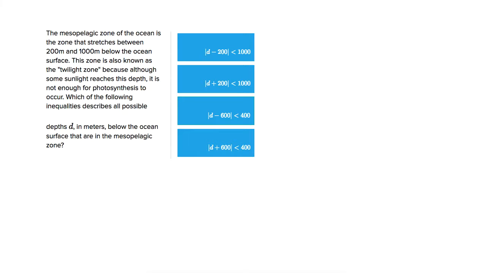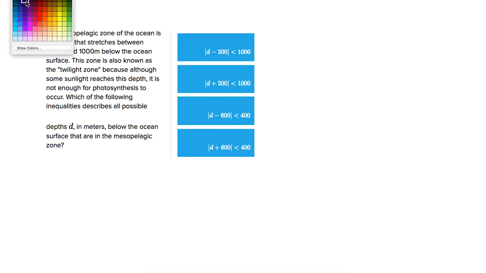Which of the following inequalities describes all possible depths d in meters below the ocean surface that are in the mesopelagic zone? Okay, so that's a lot of words to basically ask us to use an inequality to describe that d is between 200 meters and 1,000 meters below the ocean surface.